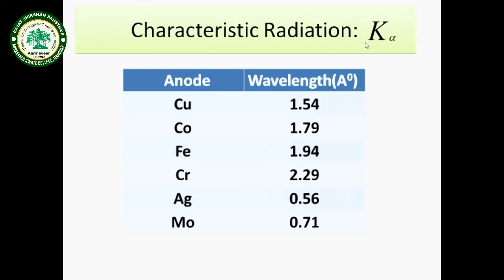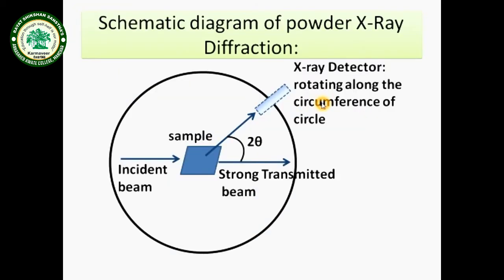Here the X-rays are characterized by their wavelength, as I told you, but this wavelength is again decided by which type of anode material we have used. For the same, the anode's material has been represented by the first column and the corresponding wavelengths are shown over here. Many a times copper is selected for the diffraction, which produces 1.54 angstrom unit wavelength.